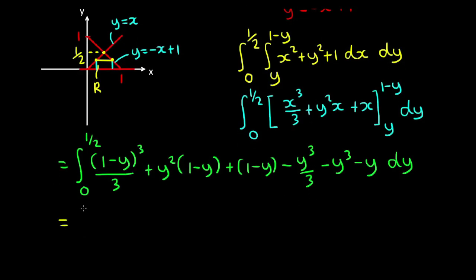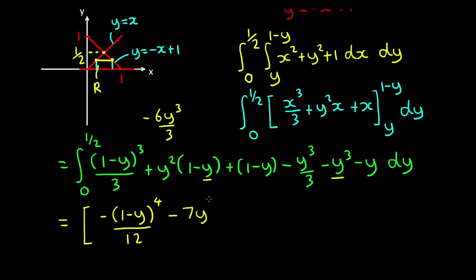And now if we evaluate this integral while making some simplifications, we get minus 1 minus y to the 4 on 12, and this term is minus y cubed. Minus y cubed gives minus 2y cubed, or minus 6y cubed on 3, and minus 6 minus 1 is minus 7y cubed on 3. So what we get is minus 7 y to the 4 on 12.